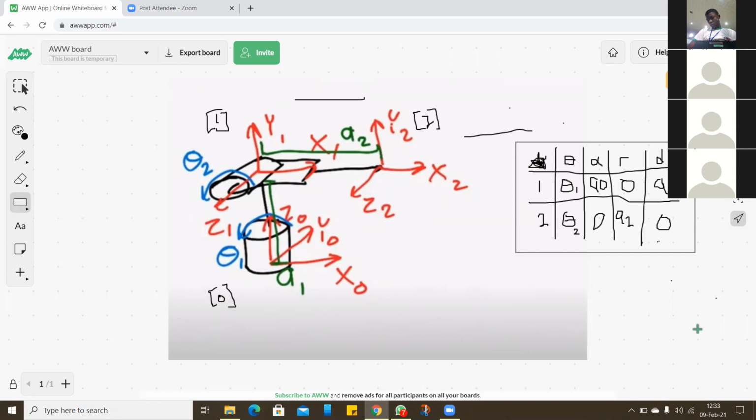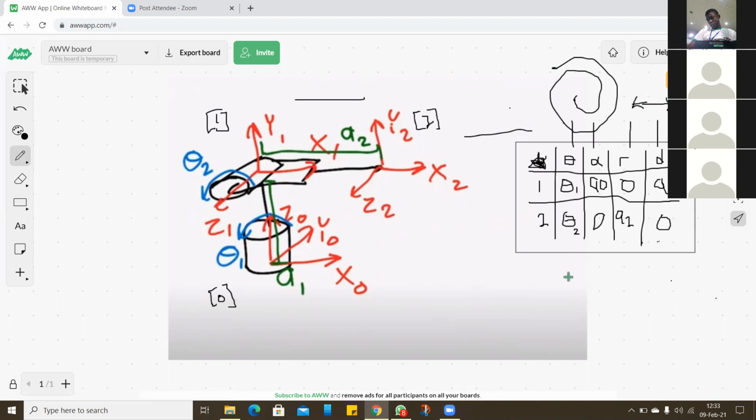Theta is the angle along the previous z, that's for the first one, it was for z naught. Then alpha is for the current x, the rotation around the current x. If you just know that these two are rotation parameters, these two are displacement parameters, distance, it's very simple.